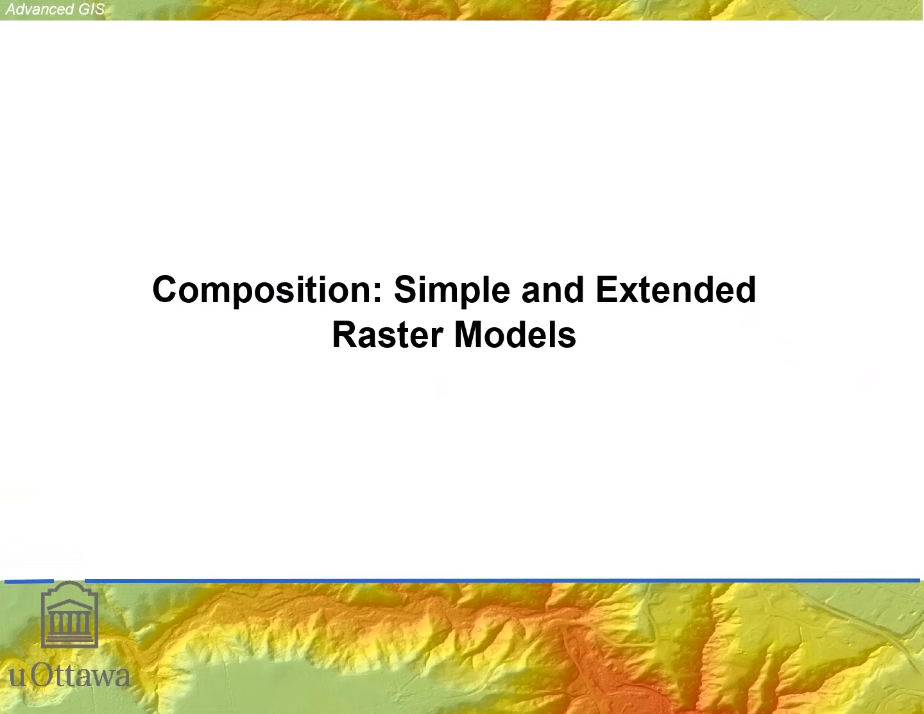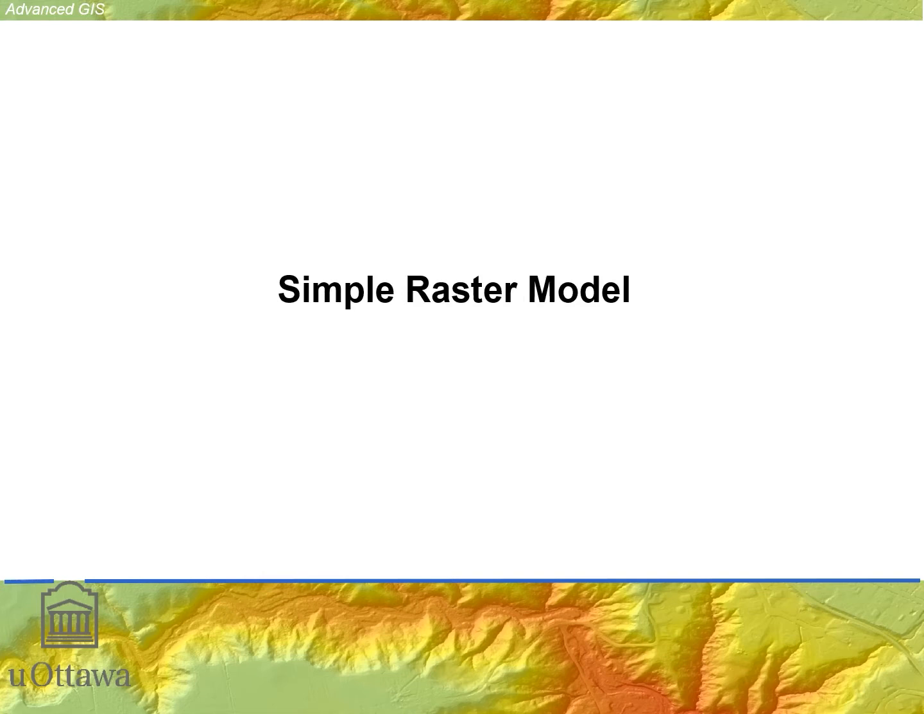Let's look at the composition now. So we looked at the different kinds of raster layers: continuous, categorical, and fuzzy. Now the composition for the simple and extended raster models. The simple raster model applies to continuous data, and the extended raster model applies to categorical data. So let's first look at the simple raster model.